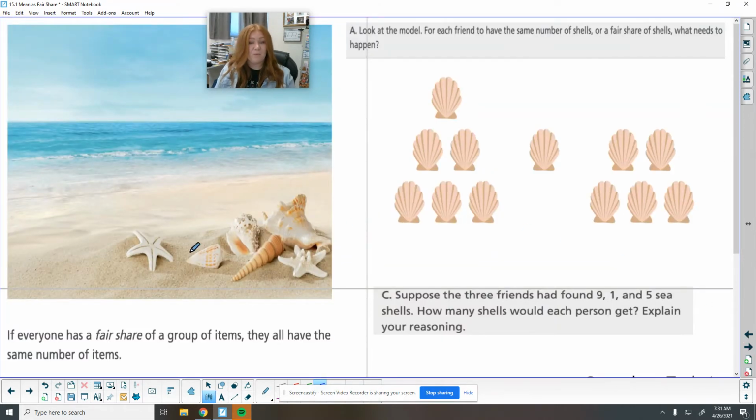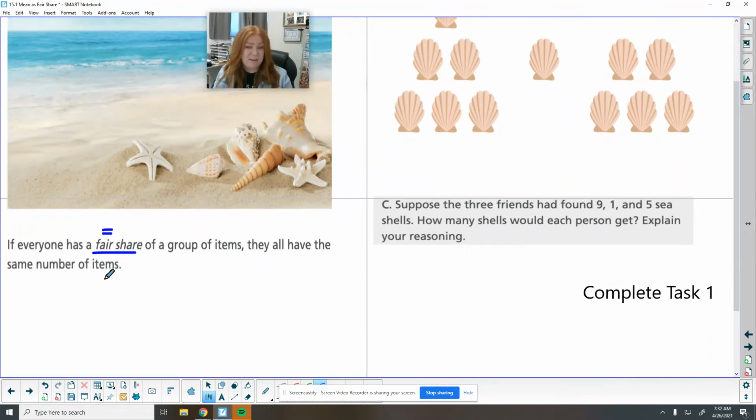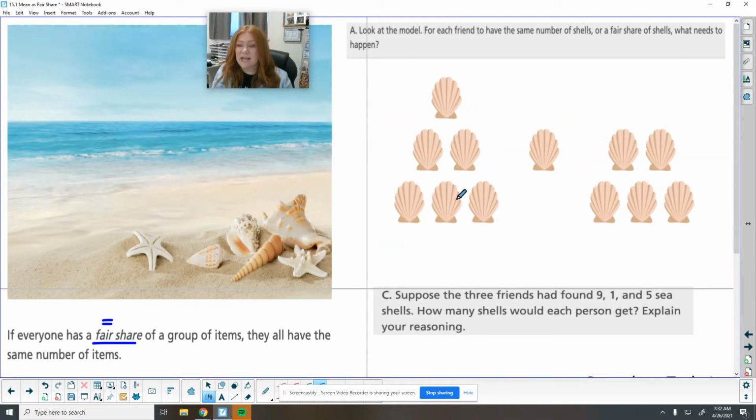Okay, so let's look at number 1, task 1. If everyone has a fair share, let's think about those words. Fair kind of means that everybody's getting the same and we're sharing them. So everybody gets the same shares or the same parts. They all have the same number. So let's look at our picture here. So look at the model. So for each friend to have the same number of shells, or a fair share of shells, what needs to happen?